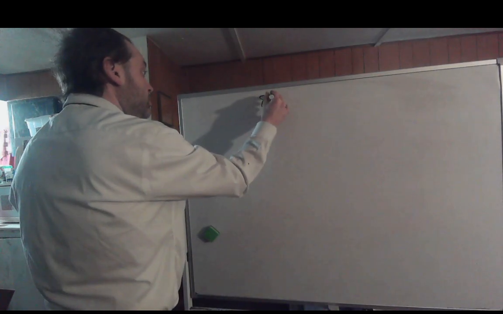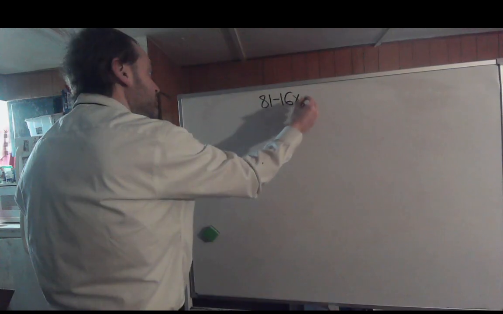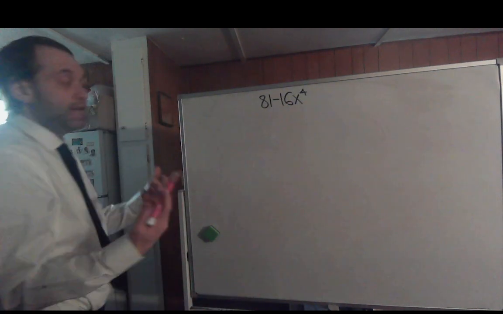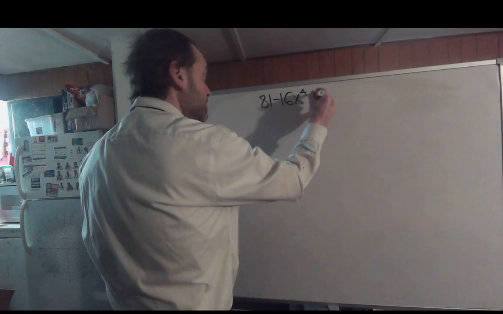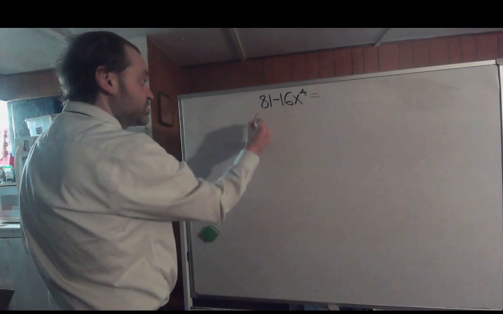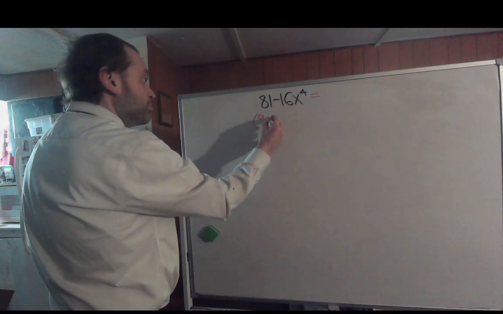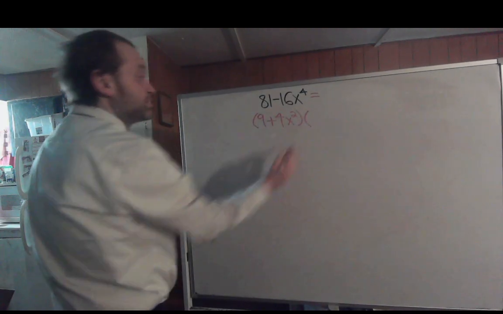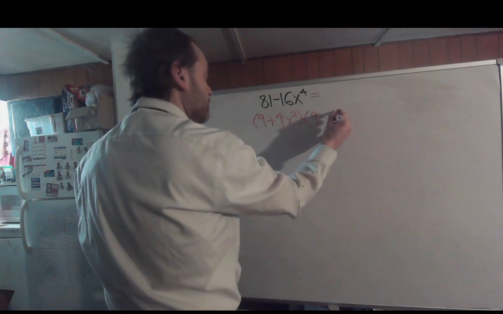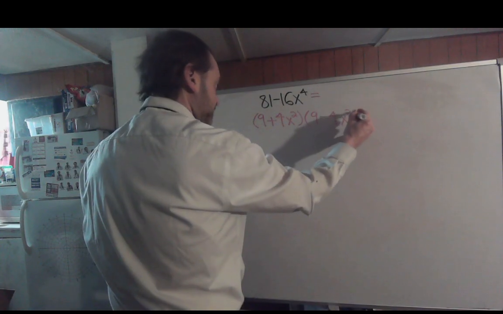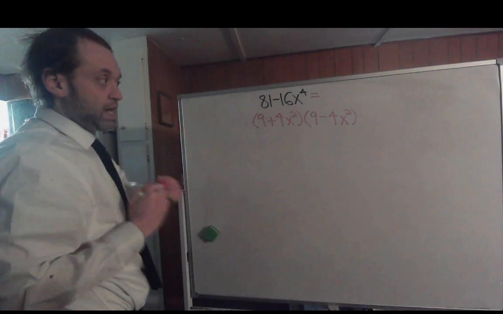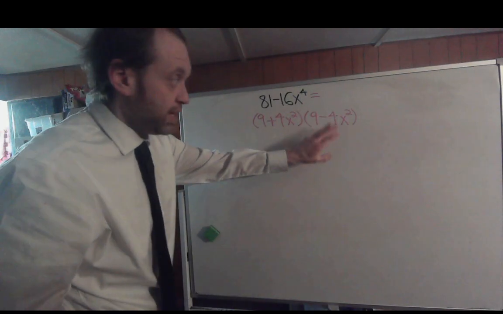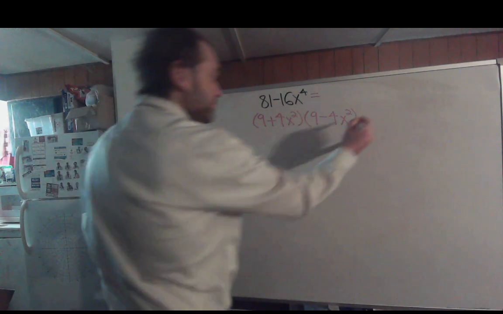All right, 81 minus 16x to the fourth. So we have 81 minus 16x to the fourth. Well, again, it looks like the difference of 2 squares, right? So if we go to treat this as such, you should end up getting 9 plus 4x squared, that quantity, times the quantity of 9 minus 4x squared. Well, 9 plus 4x squared clearly is not factorable because it's a sum of squares, but 9 minus 4x squared is factorable since it's a difference of squares.